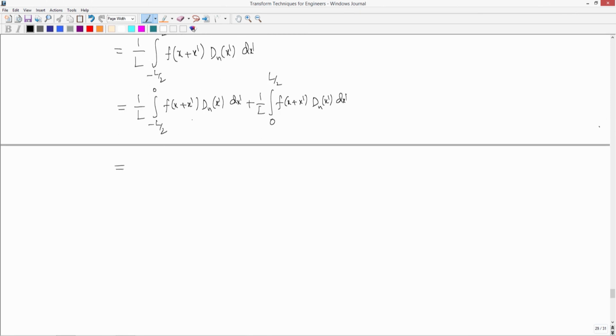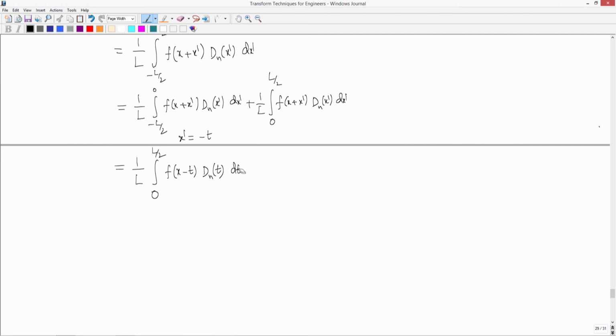So what happens here? You change x dash by putting x dash as minus x minus t. If you do minus, you get 1 by L integral L by 2 to 0 f of x minus t dn of minus t, where dn is the even function. So dn of minus t is dn of t, and you have minus dt. That is minus this minus, so you can change the limits, 0 to L by 2.